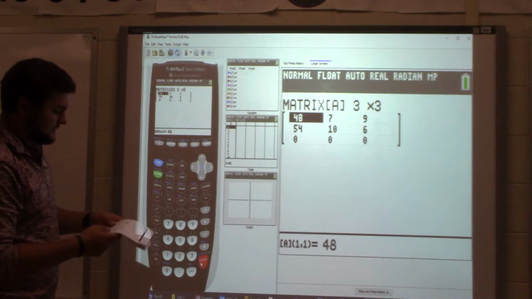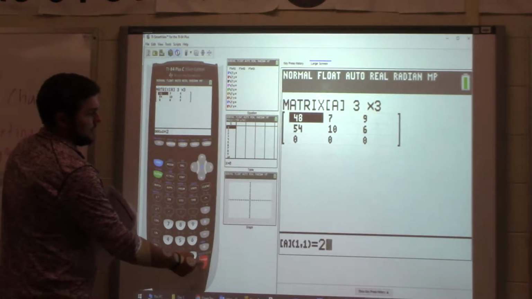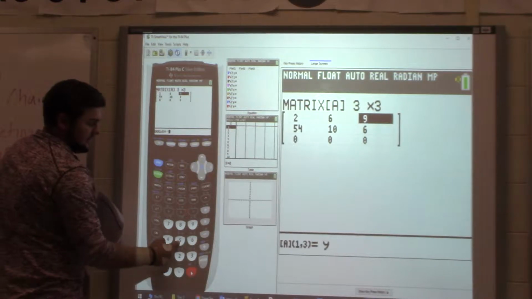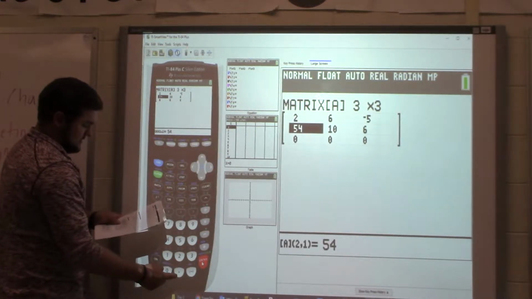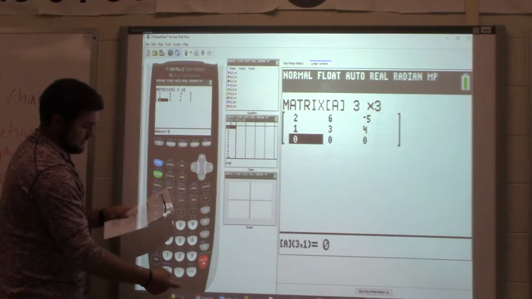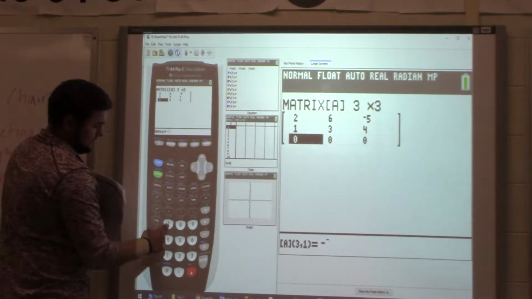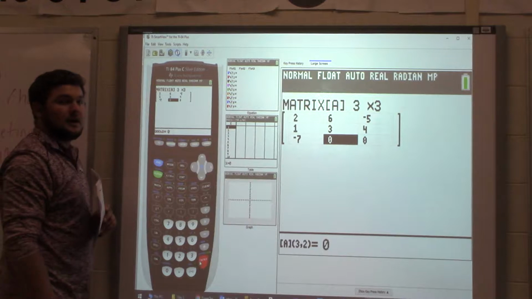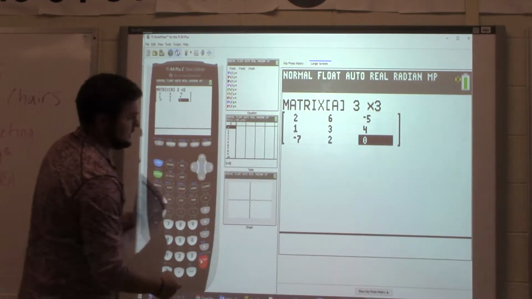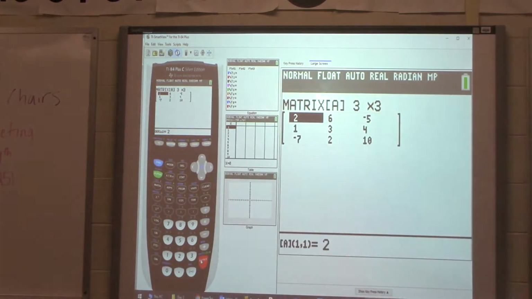When you do that, I'm going to put 2, then hit enter, and it goes over to the next one. 6, enter, negative 5, enter. 1, enter, 3, enter, 4, enter. 2, enter, 10, enter. So take a second, put them in.